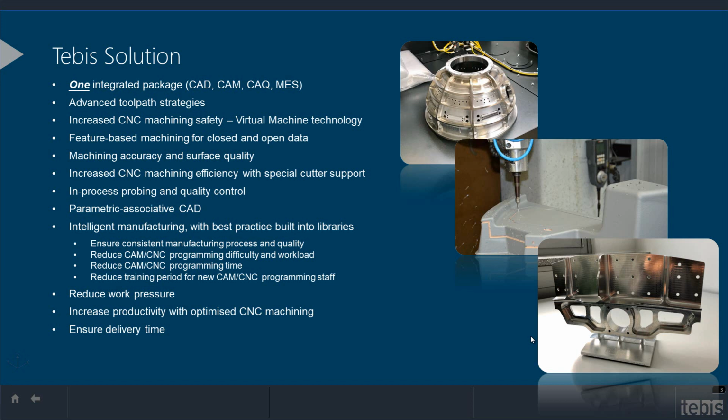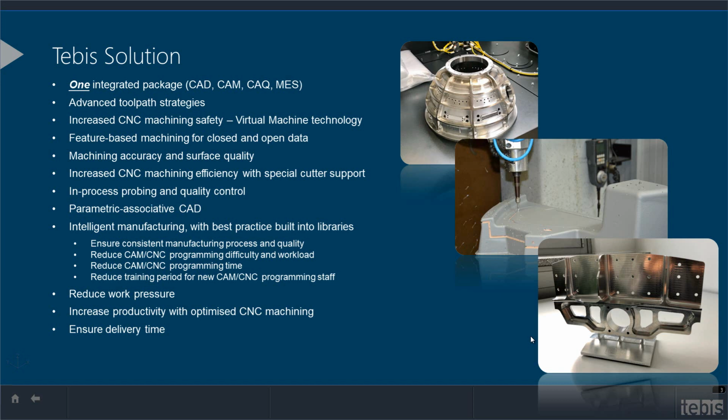We have feature-based machining with open and closed data, and machining accuracy and surface quality is paramount for us. So again, excellent surface quality there. We can also increase your CNC machining efficiency with special cutters, special cutter support, and during the process of machining, you may want to check the quality of your parts, so that can be supported with our in-process measurement and probing with the quality control.